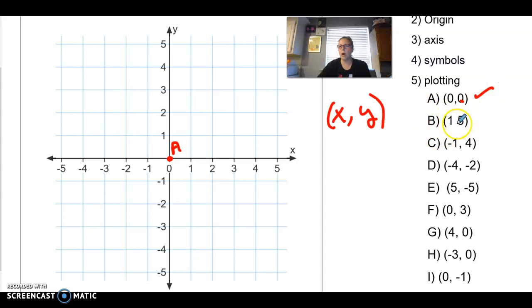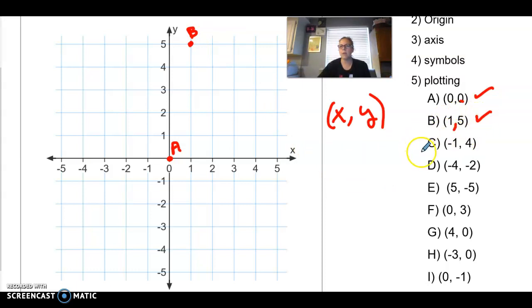B is (1, 5), and there should be a comma there. Coordinates have to have a comma and parentheses. (1, 5) means we're going to start at (0, 0), go to elevator 1, and go up to the 5th floor. So this is B.